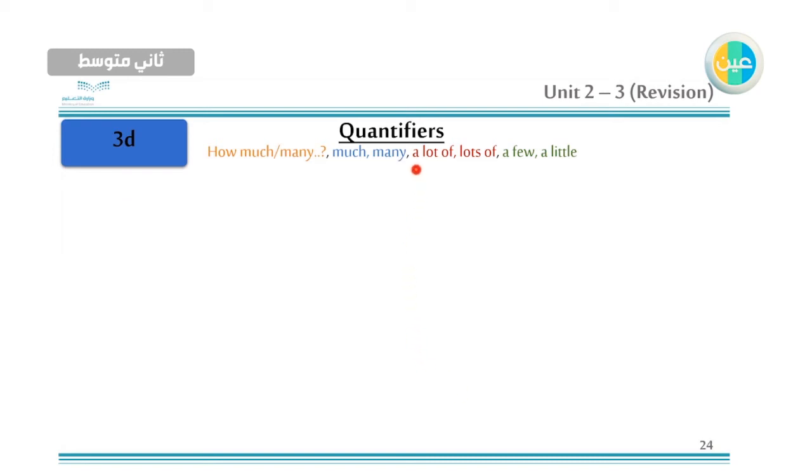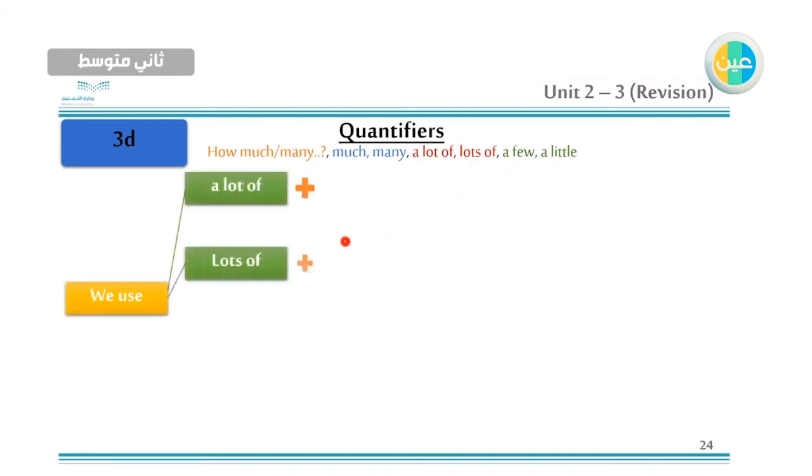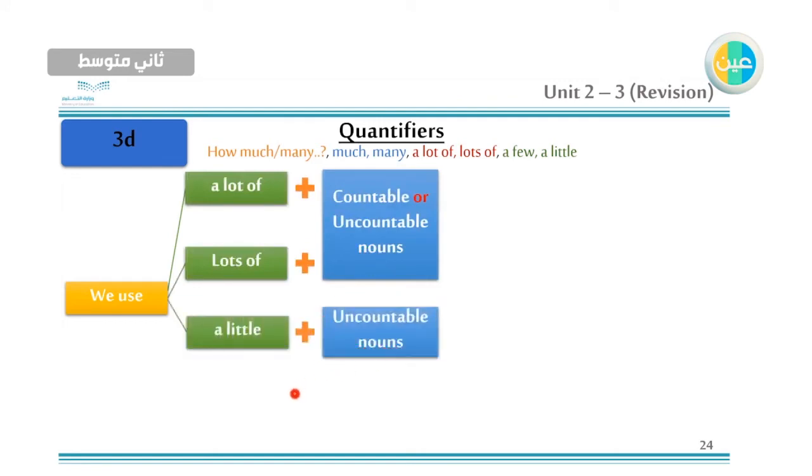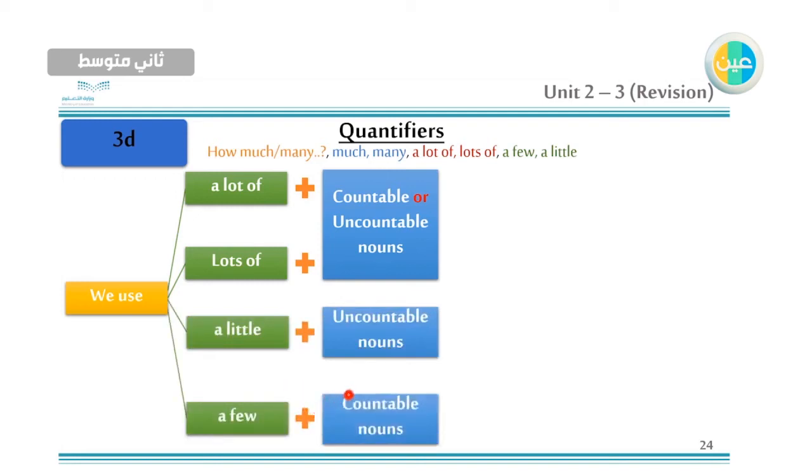Alright, so in this part we will talk about a lot of, lots of, a few, a little. Okay, so a lot of and lots of, we use with countable or uncountable nouns, and we use a little with uncountable nouns and a few with countable nouns. And we use all of them with affirmative sentences. Here are some examples.